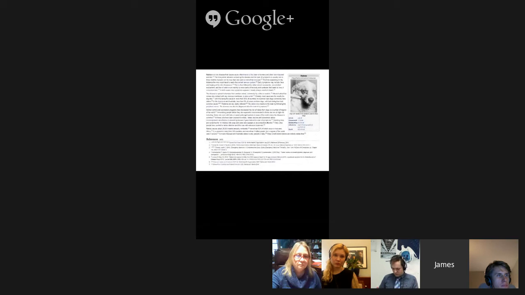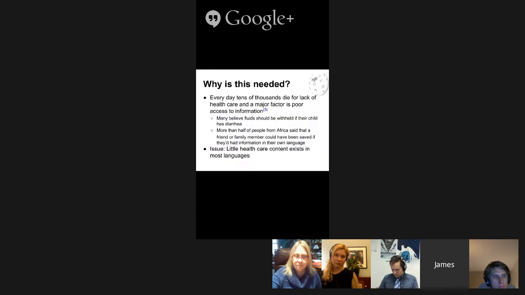With respect to some of the articles we're translating, here's an example of the article we're translating on rabies. We're just translating a basic 4-paragraph overview of this content from English into as many other languages as possible. Why is this needed? Many people globally do not have good access to high-quality healthcare information. So, for example, many people believe that when their child has diarrhea, rather than giving the child fluid, they should withhold it. And there's many lives that could be saved if people had easy, inexpensive access to information.